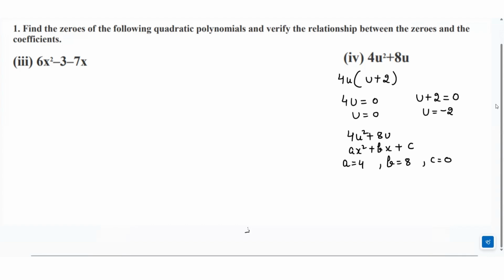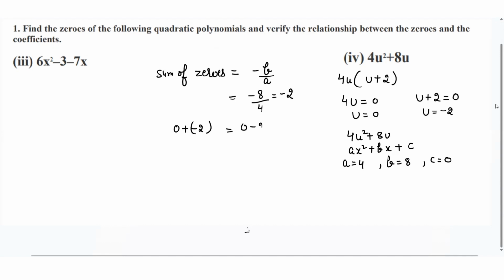So if I have to find out the sum of zeros, which is minus b over a, I will put the values here. b is 8 and a is 4, so I'm getting minus 2. When I use the zeros, I get 0 plus minus 2, which is equal to 0 minus 2, which is equal to minus 2.